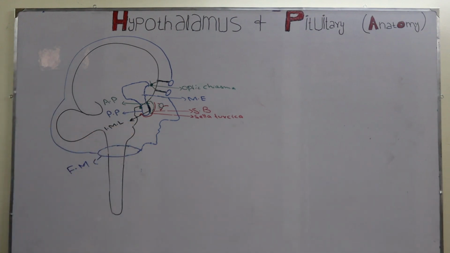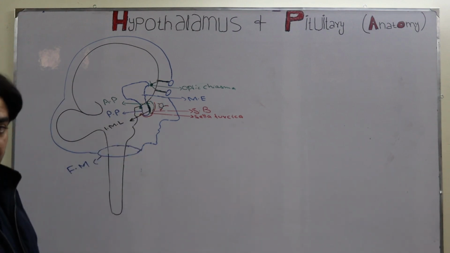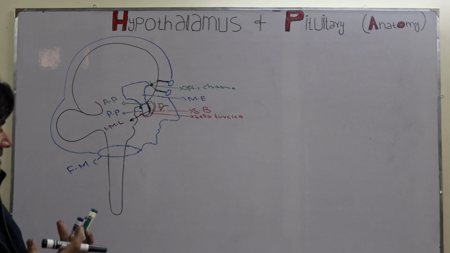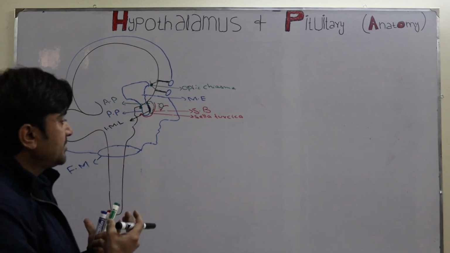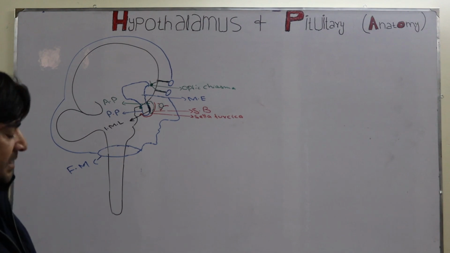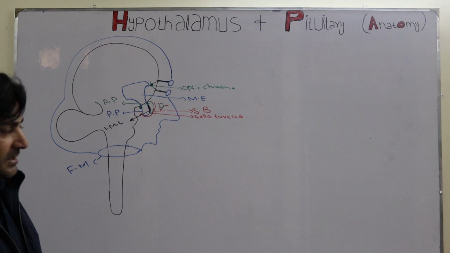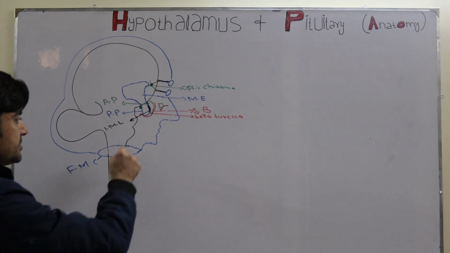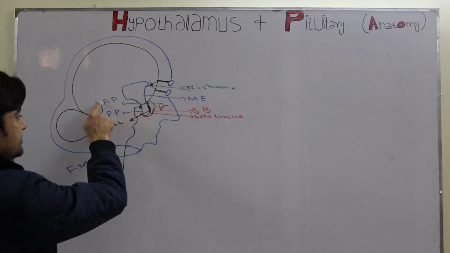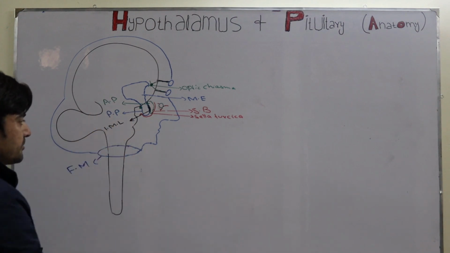This whole structure is called pituitary gland, whose size is somewhat about a pea, and the color is red, and also dark gray. So this whole structure is called pituitary, which consists of three lobes: anterior pituitary, posterior pituitary, and intermediate lobe.